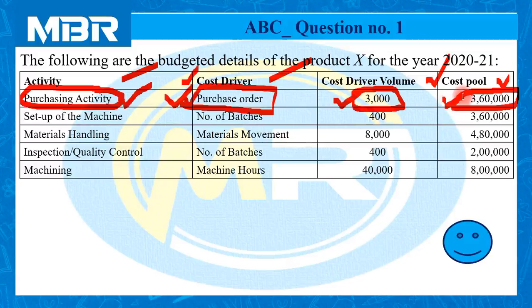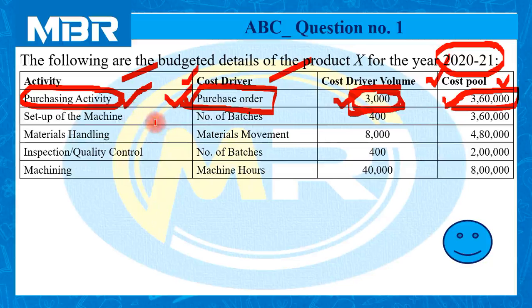It means we have expected that 3,60,000 rupees will be the estimated expenditure on purchasing related activity, and we will place 3,000 purchase orders during the year 2020-21. This information has great significance at the time of calculation.